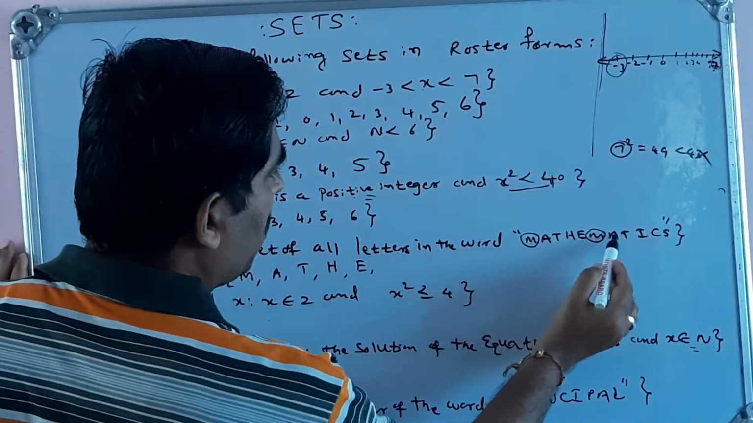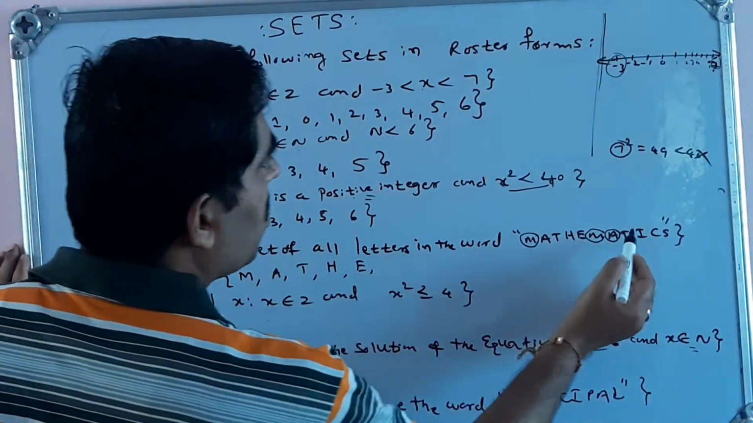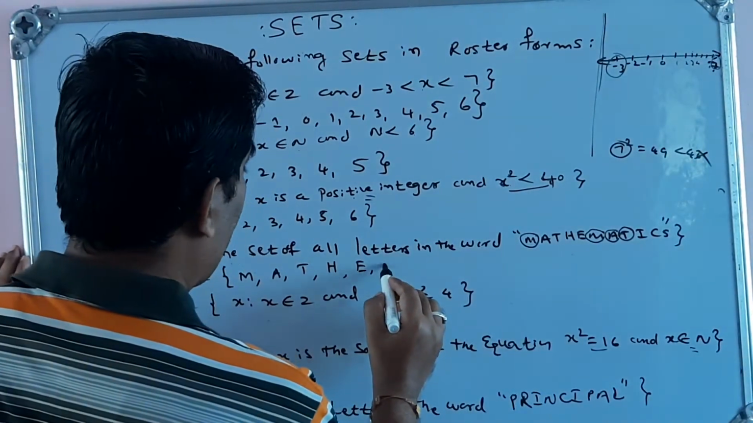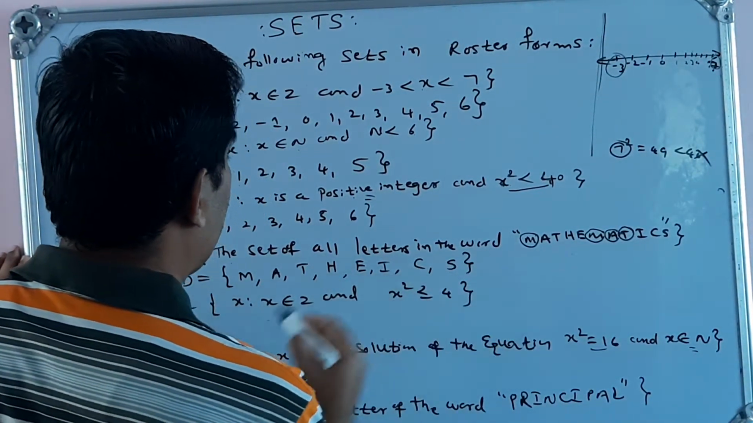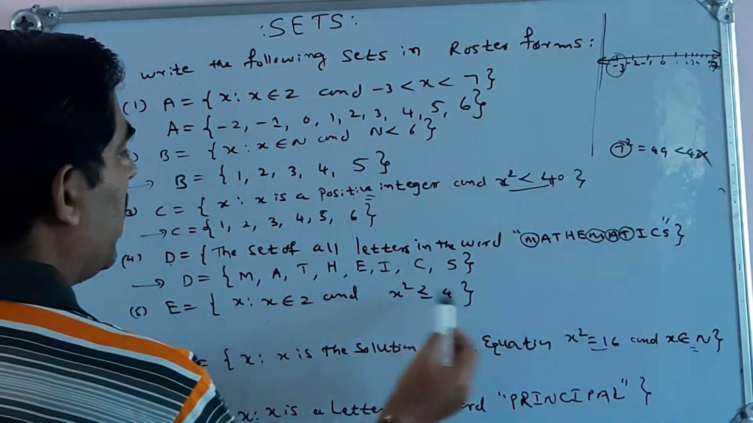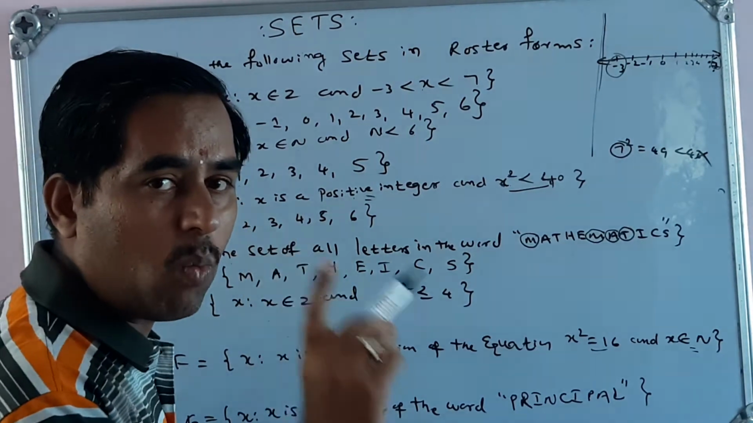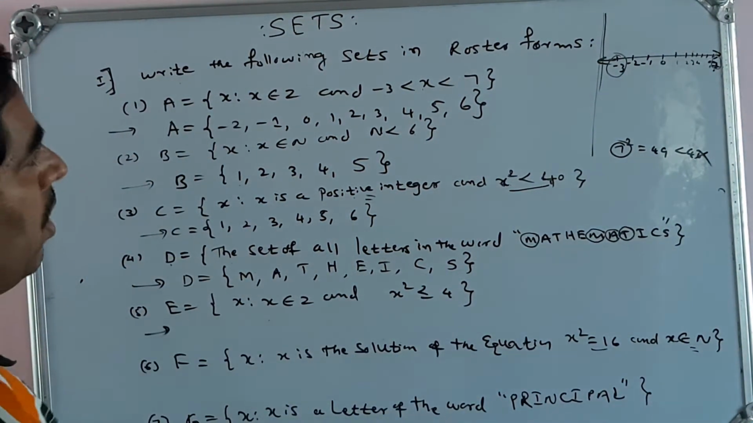Then A. A is also repeated, so A is already written. Then T. T is also already listed here. Then I. I will write I here. Then C. These are all the letters in the word mathematics. Repeated letters I have written only once. So this becomes our roster form.